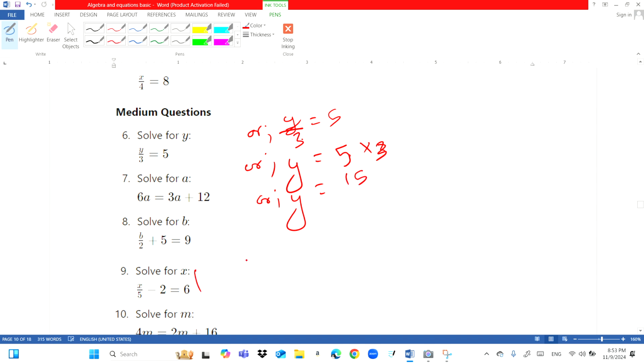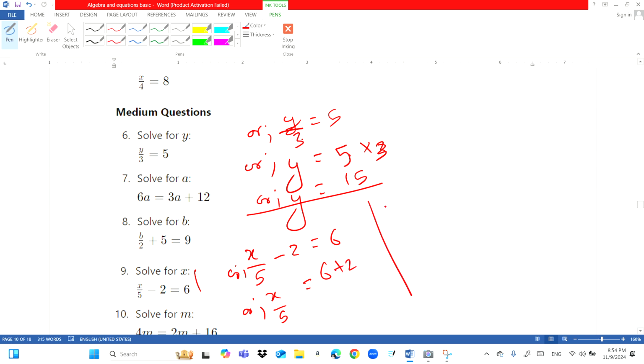Now let's try this one. What do we have here? We have x upon 5 minus 2 equals 6. Now x by 5, I forgot to write the "or". It's going to go to the other side and it's going to be 6 plus 2. Or x by 5 equals 8, or this is in divide, it will go on the other side and it's going to be 8 multiply 5, and I'm going to end up with x equals 40.